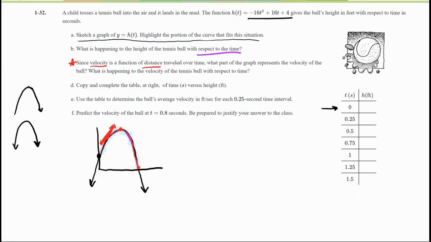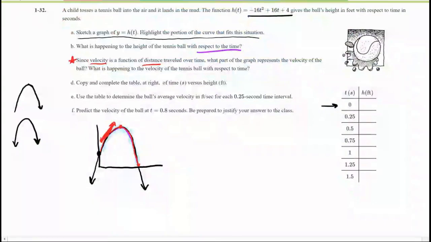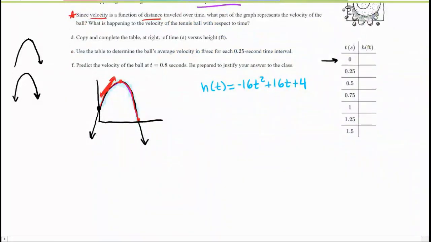Next, copy and complete the table to the right of time s versus height f of t. So when we're going through this, I'm not going to spend a bunch of time on this because I think that you can plug in some numbers. But really what we're doing here, I'll rewrite this, is h of t equals negative 16t squared plus 16t plus 4. So there's my equation, and all that you should be doing throughout this is plugging in these times for t and solving the equation. So plug those in and get those values. I'm not going to spend the time in the video to do it. I'm just going to go ahead and start writing the answers.